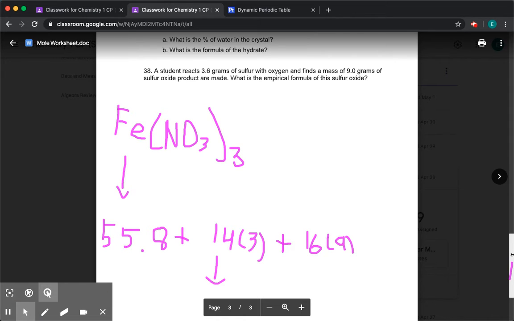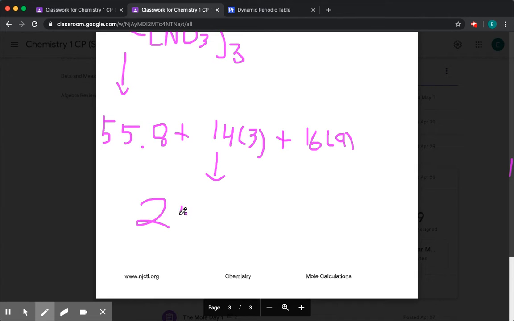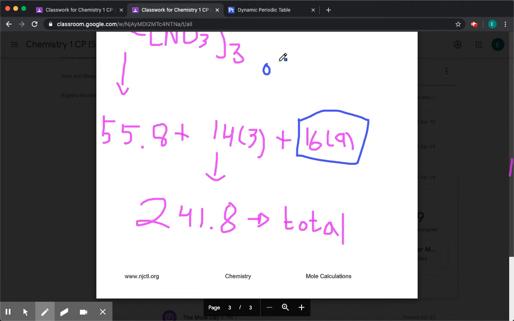Oops, I got to scroll down a little bit. I'm running out of space. Total comes out to be 241.8. This is our total. We want to figure out the percentage that is just oxygen. What piece of this is the oxygen? This is the oxygen piece. So to figure out the percentage of oxygen, you need to do 16 times 9 and divide that by your total.